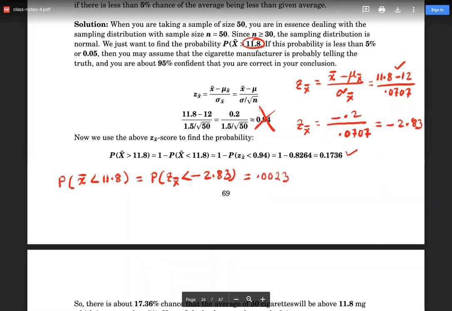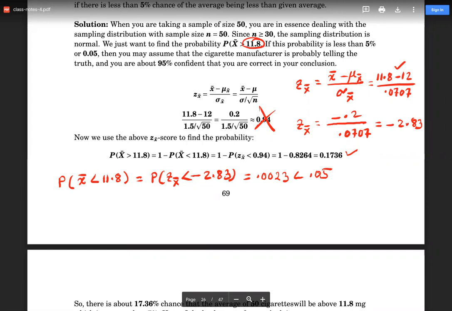0.0023. That sounds about right. Could somebody else verify that, please? It is. It is? Okay. So, which is much less than 0.05, right? Which is much less than 0.05.